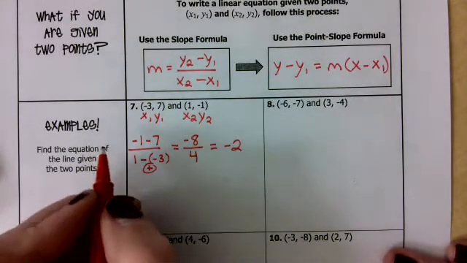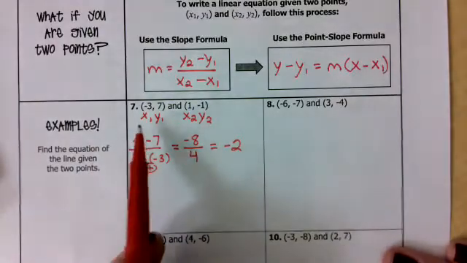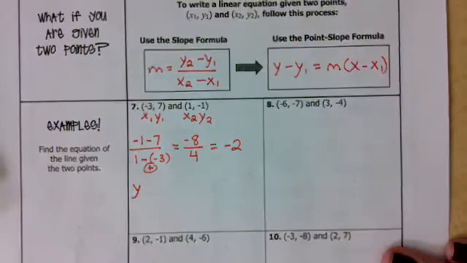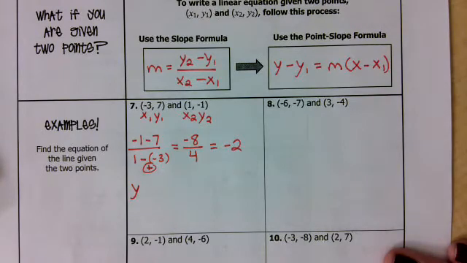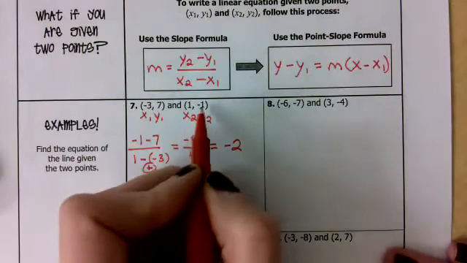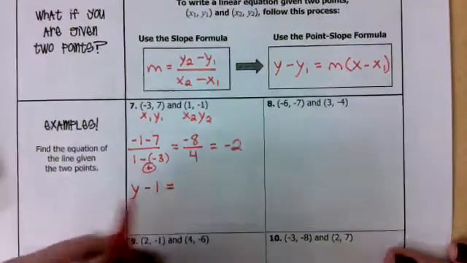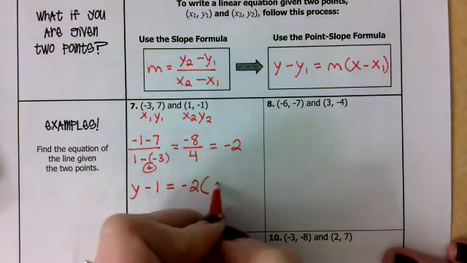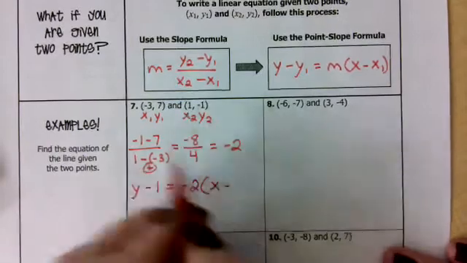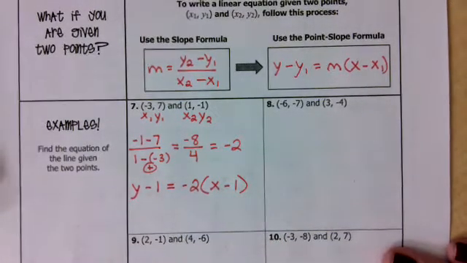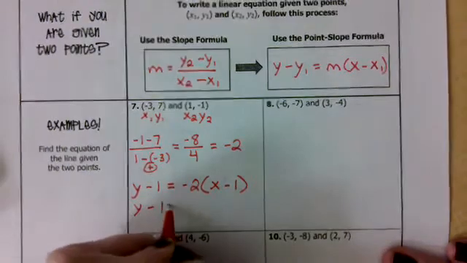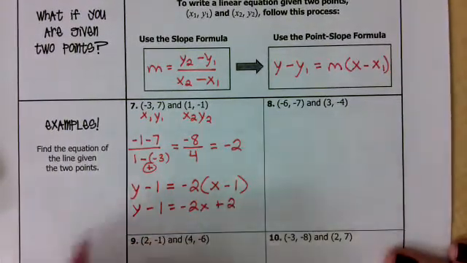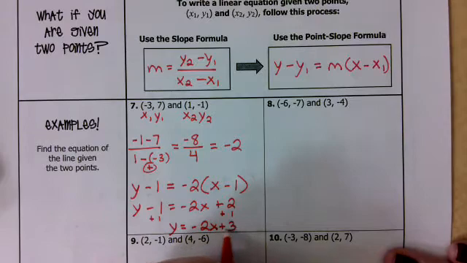I'm going to plug this into the point slope formula with one of my points. So it doesn't matter which one, pick whichever one is easier to use. I personally think the 1, negative 1 might be a little bit easier, smaller numbers. So y minus, and my y1 is negative 1, equals my slope, negative 2, times x minus, and then my x of this point right here is 1. Distribute the negative 2 and then add the 1. y equals negative 2x plus 3.